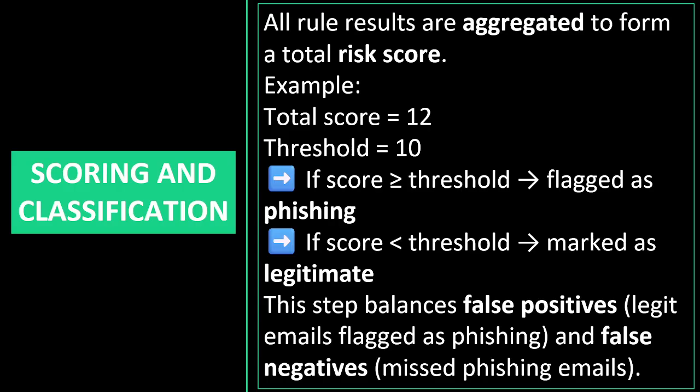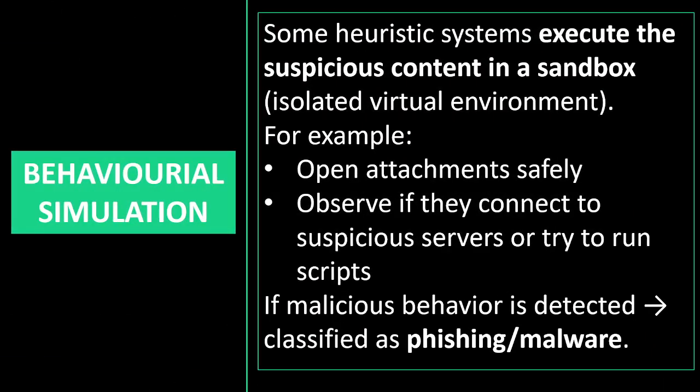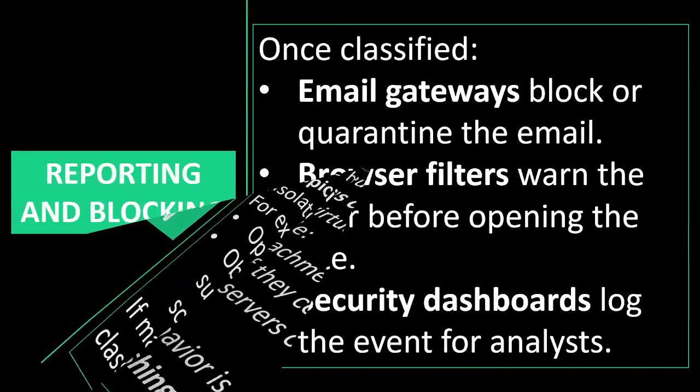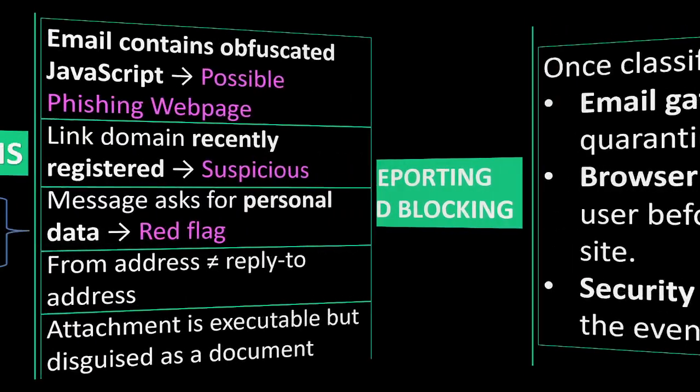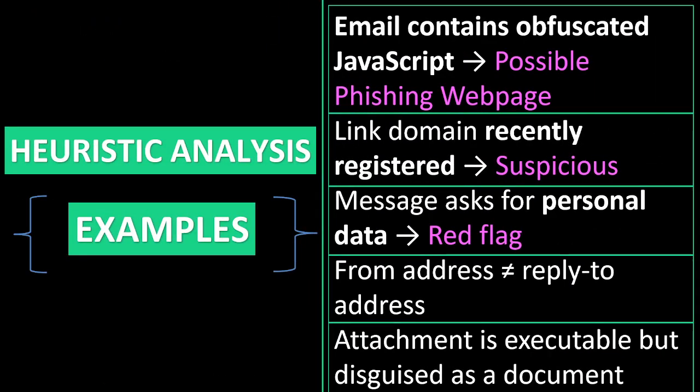This step balances false positives, or legit emails flagged as phishing, and false negatives, missed phishing emails. So that's how we do scoring and classification. Okay, we discussed behavioral simulation, reporting and blocking. Here are some heuristic analysis examples. What kind of phishing attacks do we try to detect through heuristic analysis?